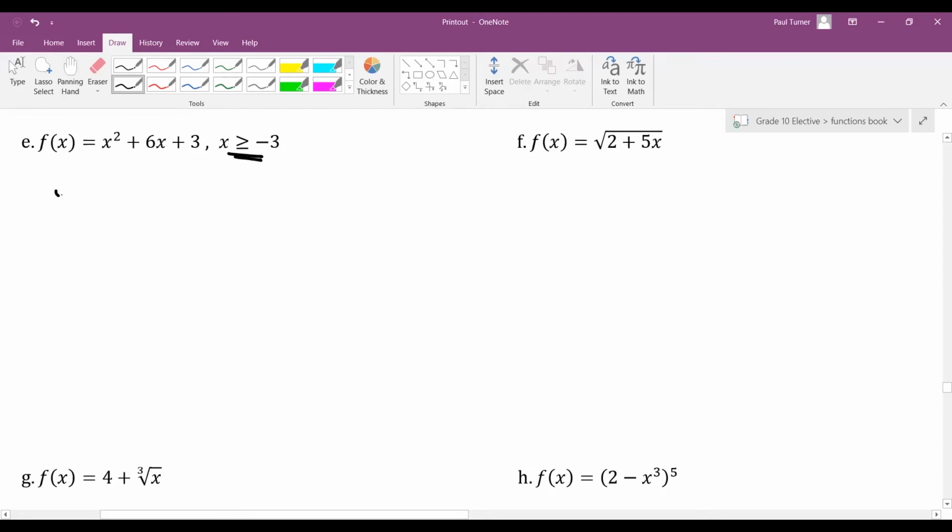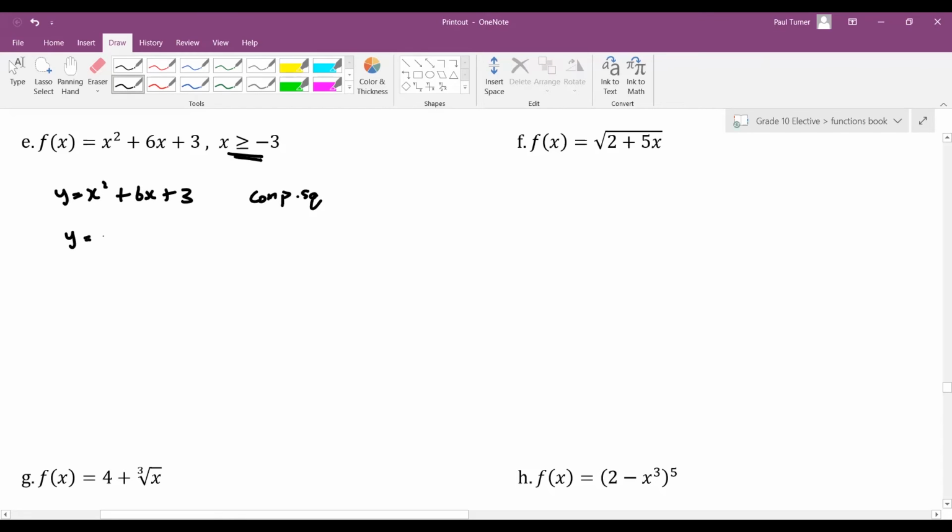So we let y equal x squared plus 6x plus 3. Now, before I start swapping x and y, what I want to try and do is get this to be a complete square, because I don't want to have y squared and y. It's going to get really messy. So what you do, we complete the square.